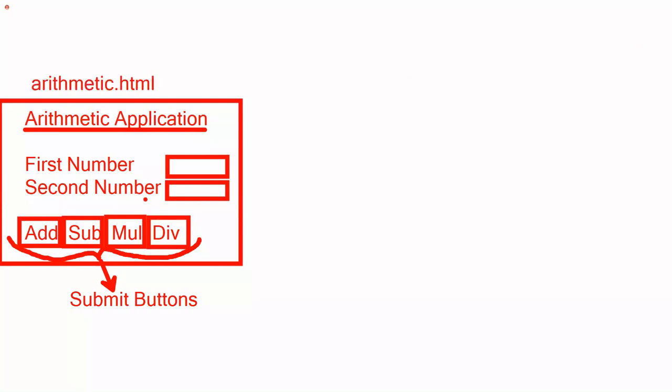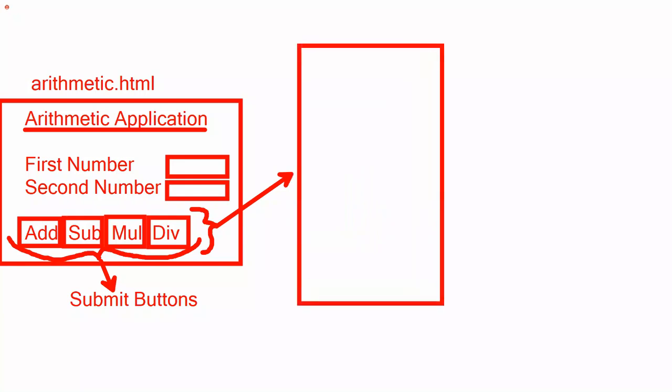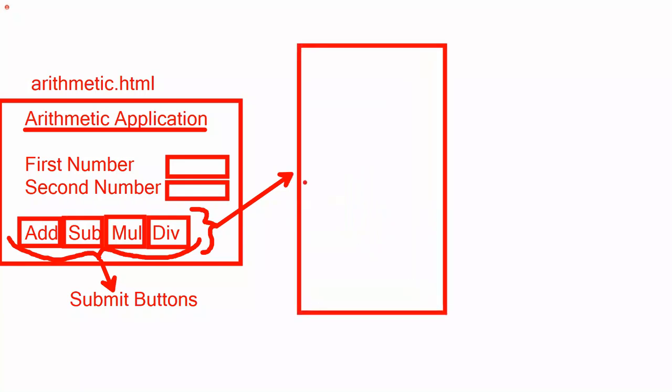Here you observe four submit buttons. The submit button values I'm writing are addition, subtraction, multiplication, division. Here input type equals submit for all. But among four submit buttons, only one submit button can be clicked. You click on any button, arithmetic.jsp is executed.